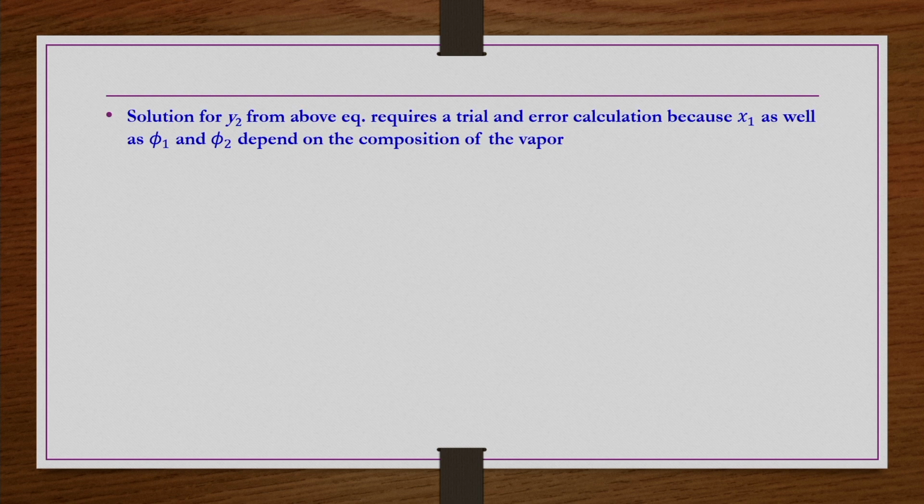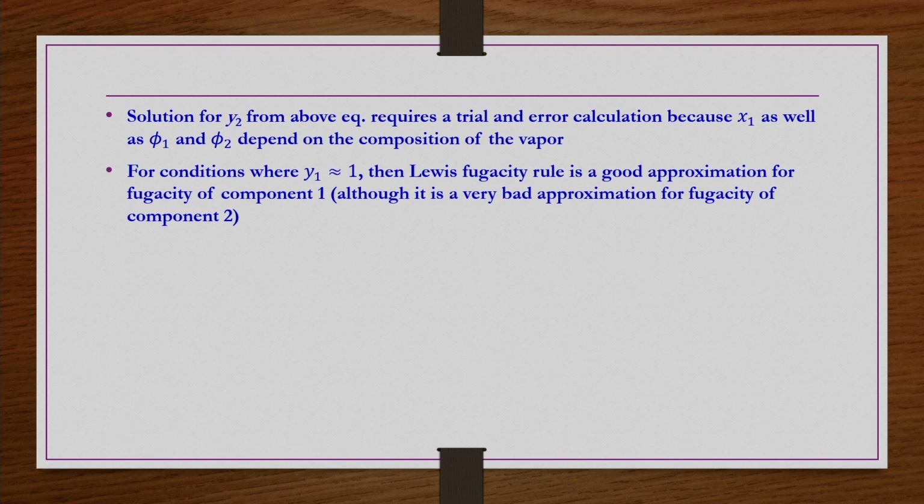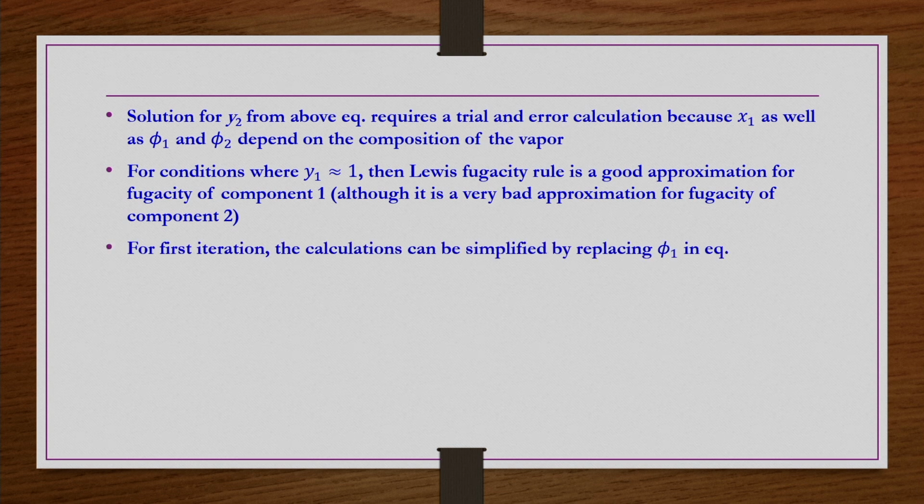How to start with? Solution for Y2 from the above equation requires a trial and error calculation, because X1 as well as Phi1, Phi2 depend on the composition of the vapor, that is Y2. Phi1, Phi2 as well as X1 also depend on this Y2, as we have seen in the previous slide. X1 is nothing but Y1 Phi1 P, and then Y1 is nothing but 1 minus Y2. So, Y2 is required for all these three calculations. We can take Y1 approximately 1, then the Lewis-Fugacity rule is a good approximation for component 1, but for component 2 it is not going to be an appropriate approximation. So, you have to do trial and error iterations.